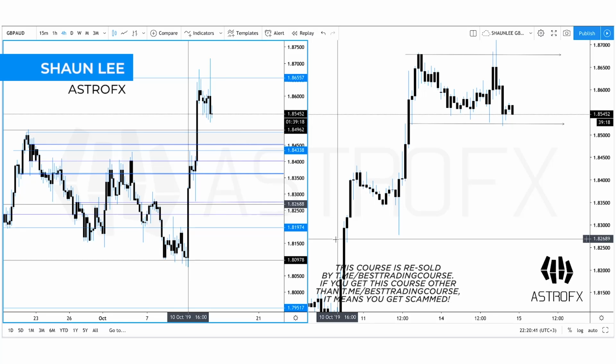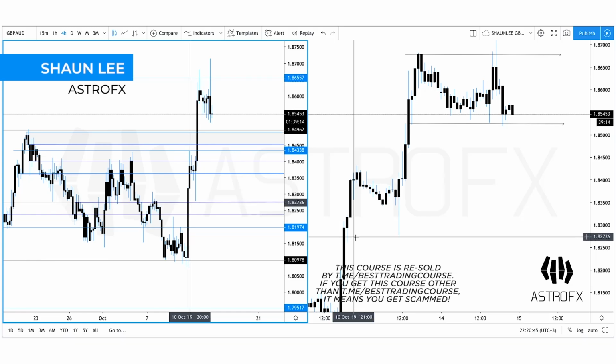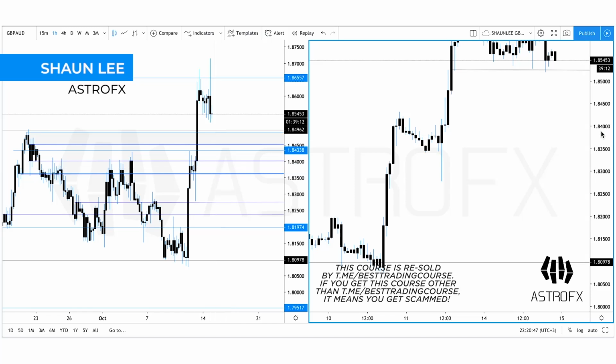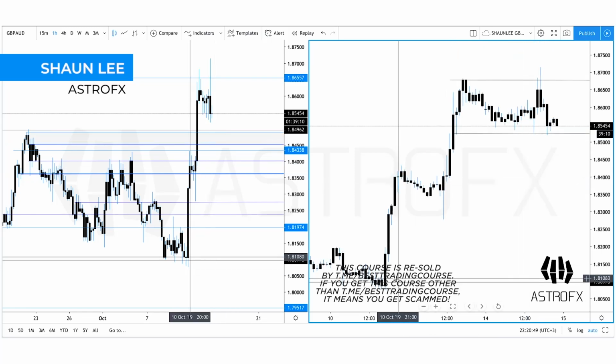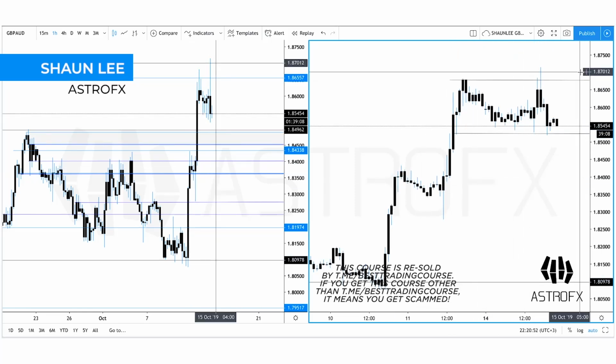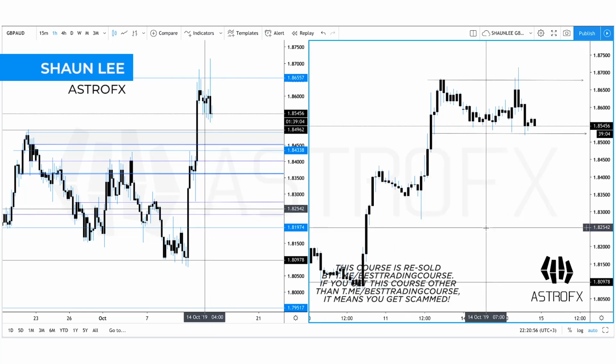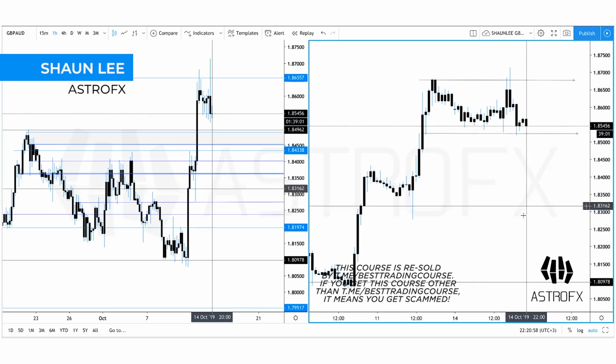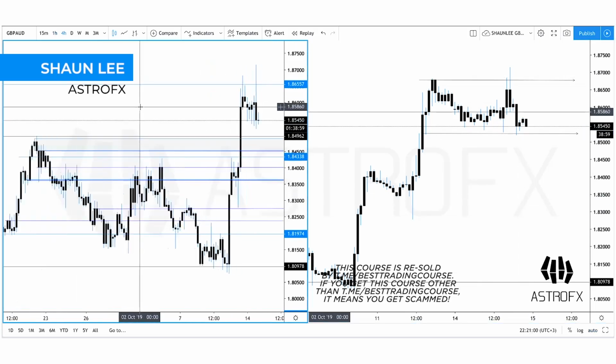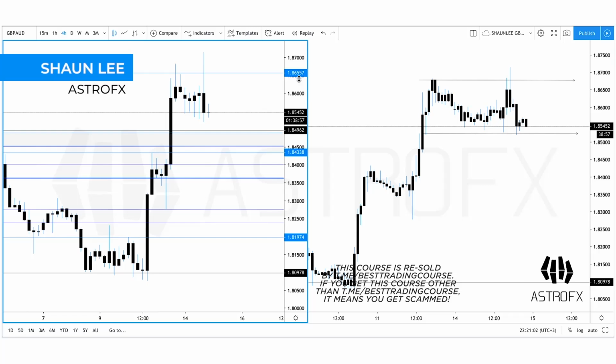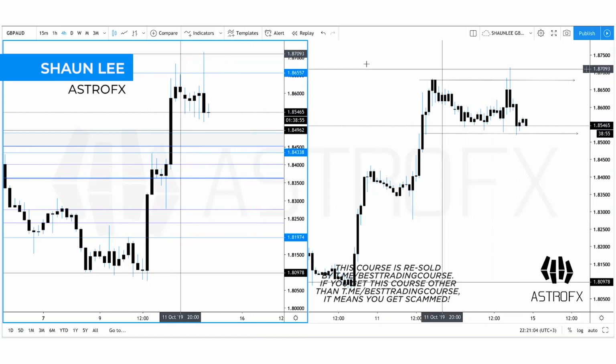I know 9 a.m. tomorrow there's some BOE news. I believe that could be the catalyst for a relief rally, because 1.81 up to highs of 1.87 is a 600 pip move completed in 1 week. So we need to take into consideration that the market may be wanting to pull back as a relief, and this move is now done.